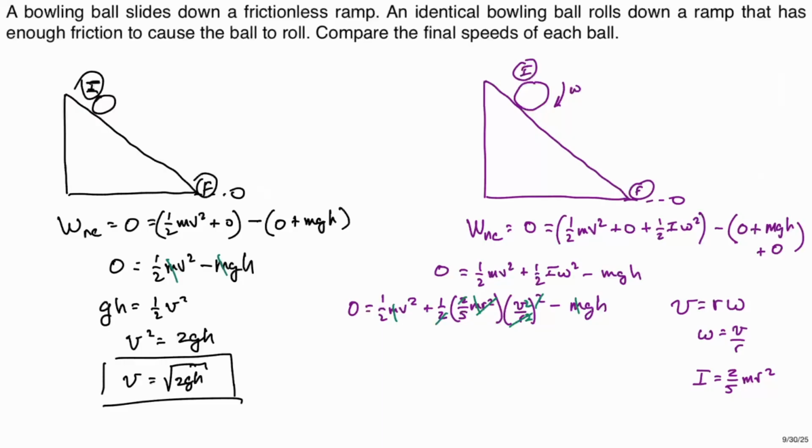Oh, the twos and twos, right? So what am I left with? 1/5 v squared. I'm left with 1/2 v squared plus 1/5 v squared minus gh. What's 1/2 plus 1/5? 2/7. Really close. Isn't it 7/10? Right? 1/5 is 2/10, and 1/2 is 5/10, and 5/10 plus 2/10 is 7/10.